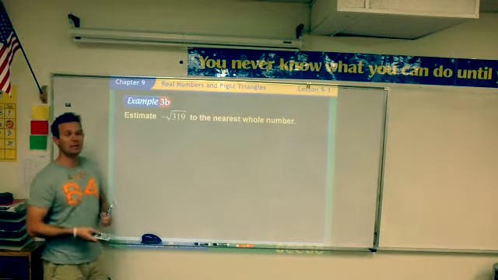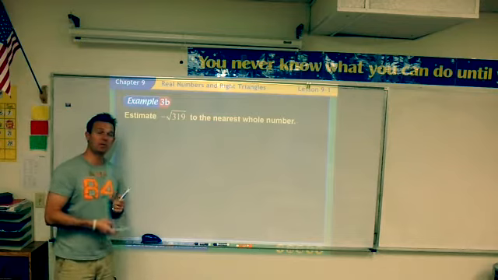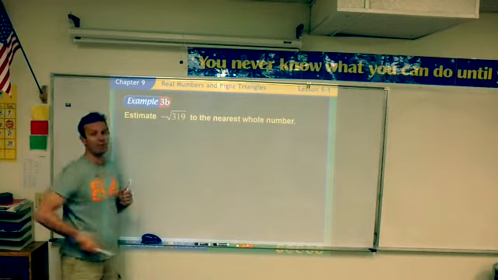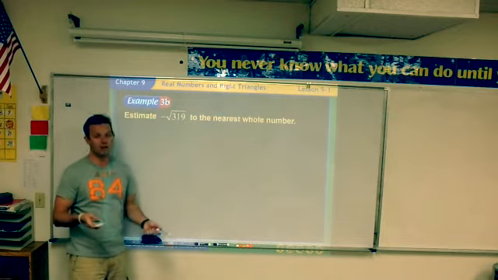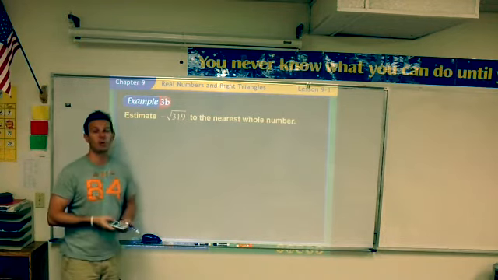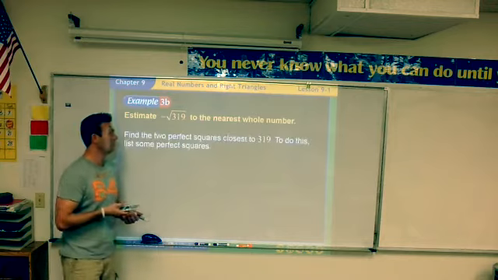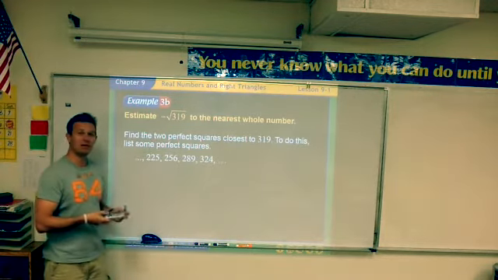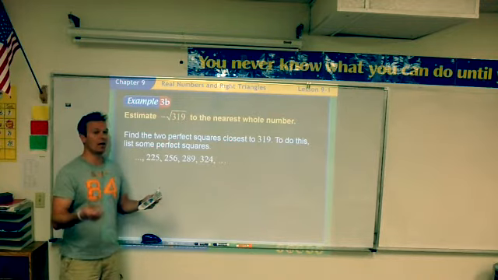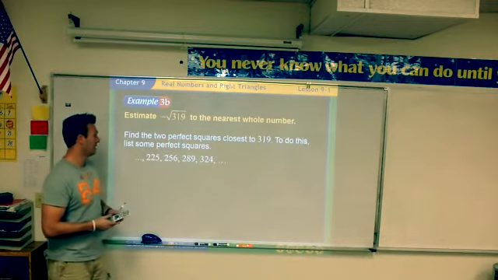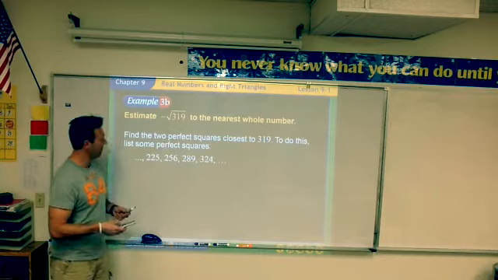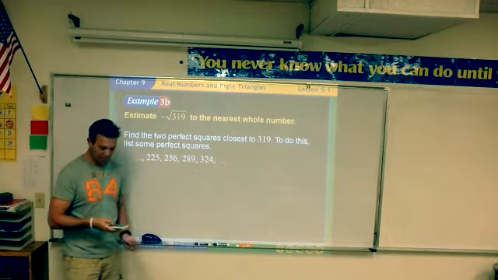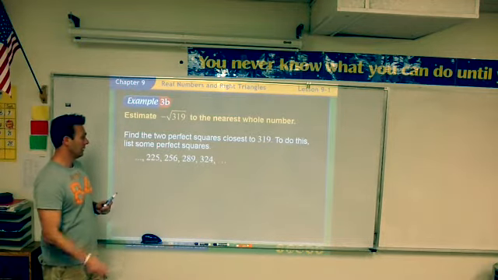Okay. Here's another example where it gets a little bit more difficult. First of all, we have a negative in front of the radical sign, but we also have a bigger number, 319. And you have to ask yourselves, what perfect square is closest to 319? So, we have to think of numbers, and it might be a good idea to try a few different numbers and see what you come up with. And they find that 319 falls between 289 and 324. Okay?